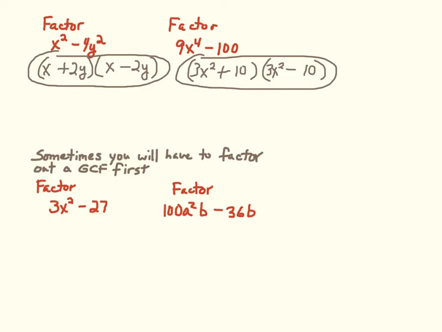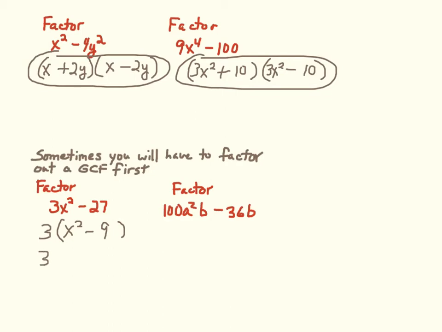But I could recognize that I have a common factor of 3 in 3x squared and 27. And when I do that, I get 3 times what equals 3x squared, that's x squared, and 3 times what equals negative 27, that's 9. Now, you'll notice that I can factor this further. This is the difference of two squares.